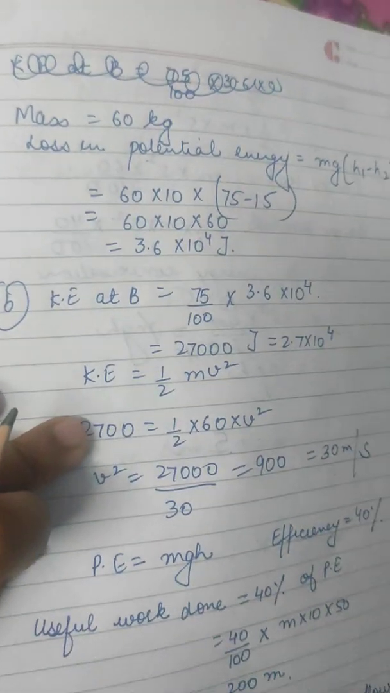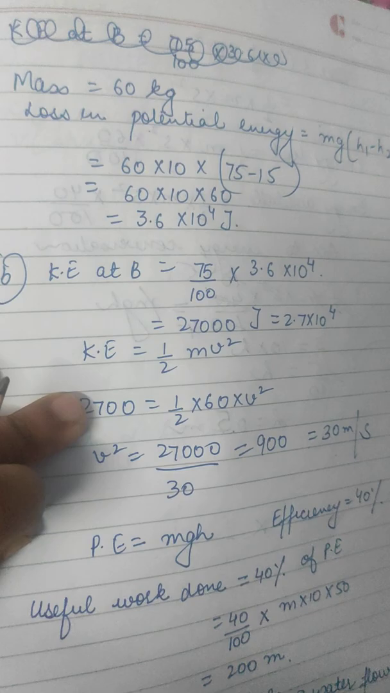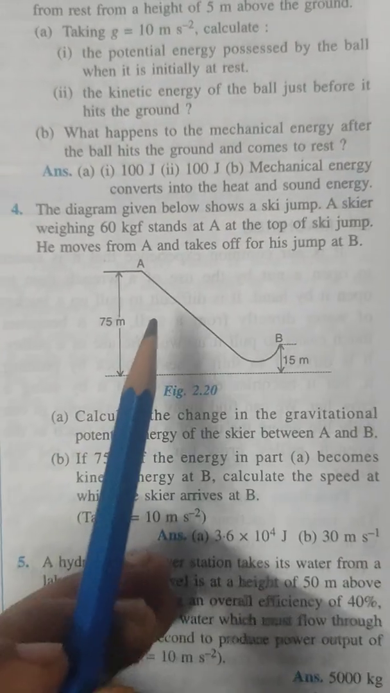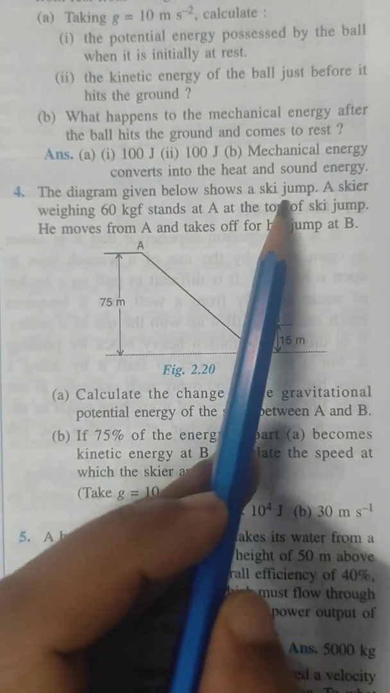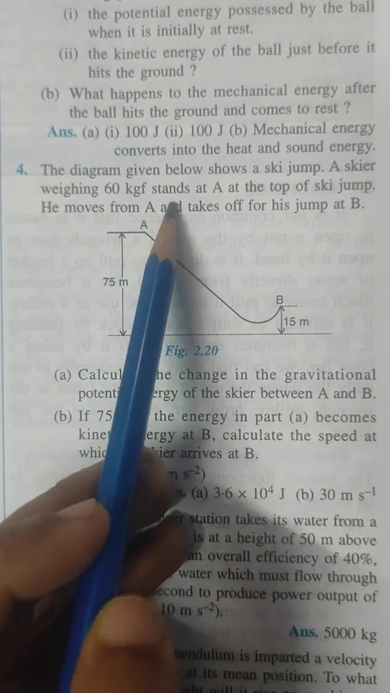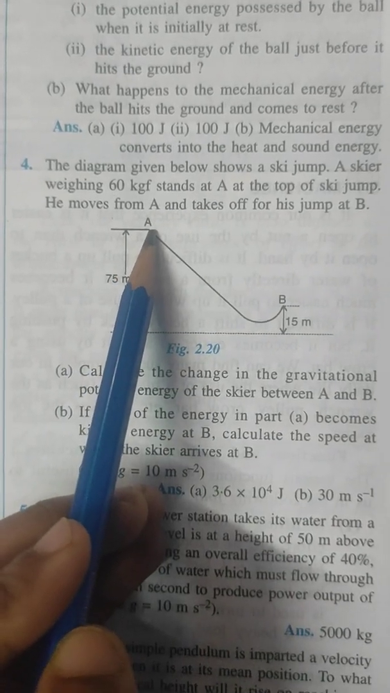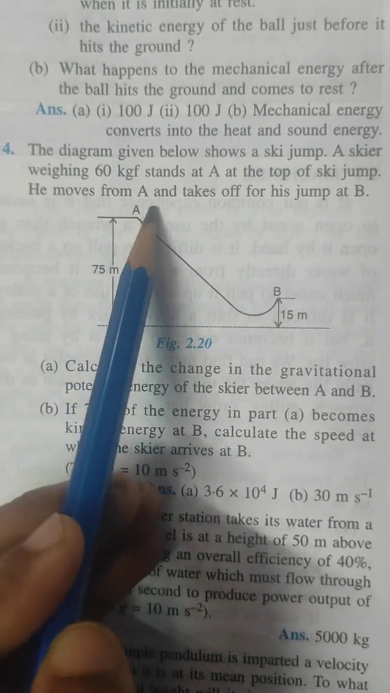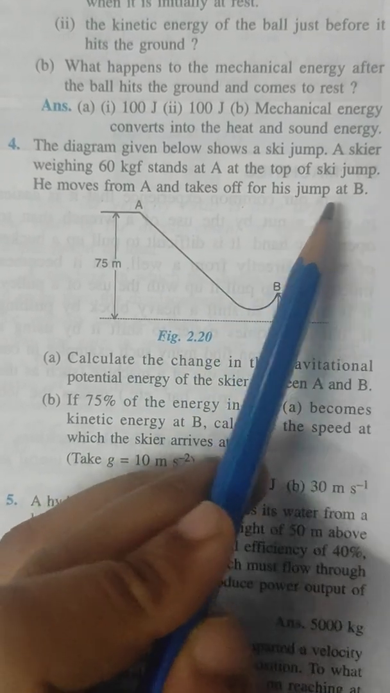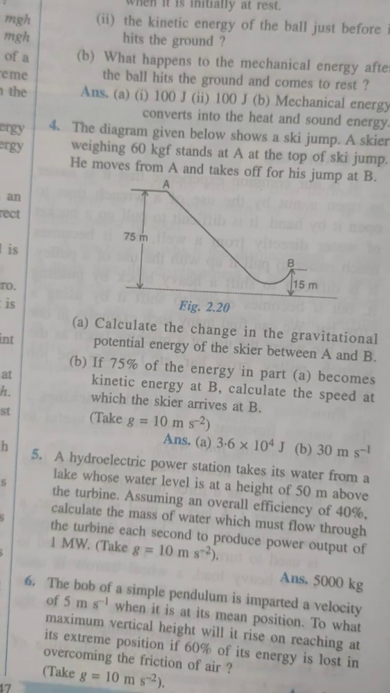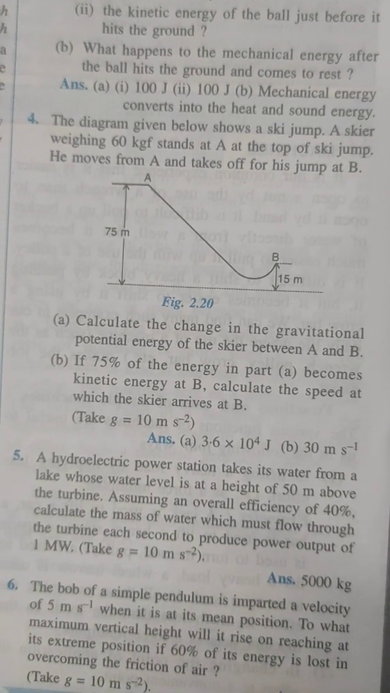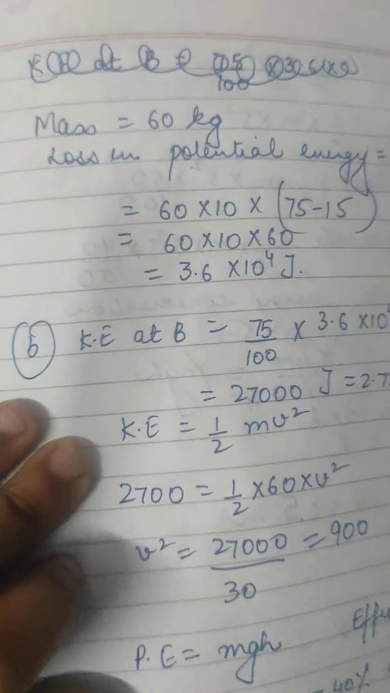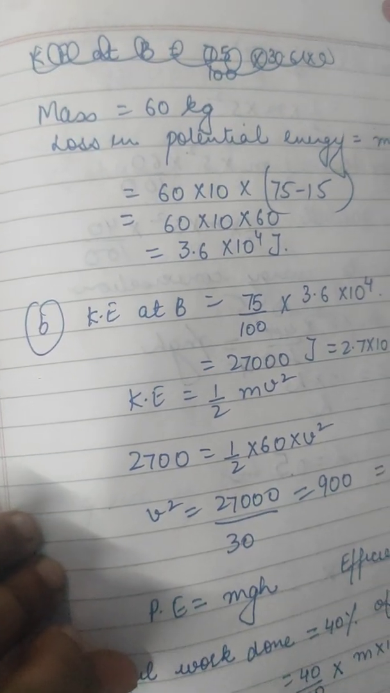Okay, now the fourth numerical. Here in the fourth numerical we have a diagram given in your book. A diagram given below shows a ski jump. A skier weighing 60 kgf stands at point A at the top of the ski jump, and he moves from A and takes off for his jump at B. So you have to calculate the change in the gravitational potential energy. So the loss of energy will be mg(h1 minus h2). Putting down the values, you will get the result.